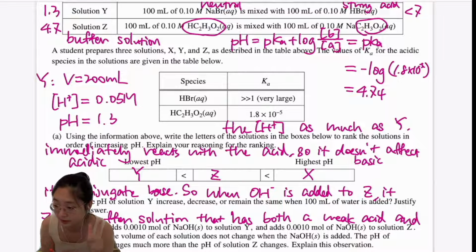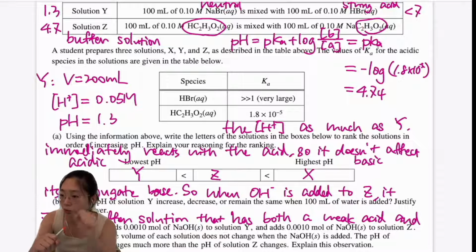When you have a strong acid and strong base, they immediately react. Water comes out, that's it. This is not a buffer solution. Only when you have a weak acid and its conjugate base, or a weak base and its conjugate acid.